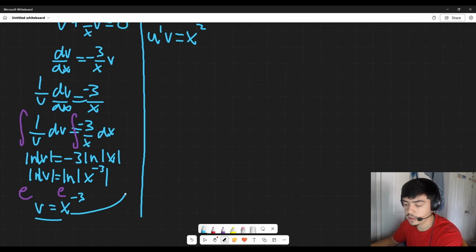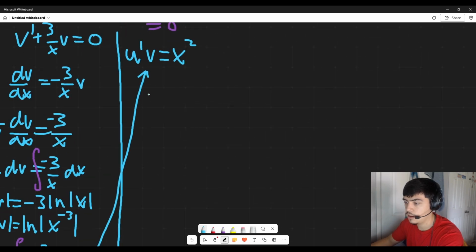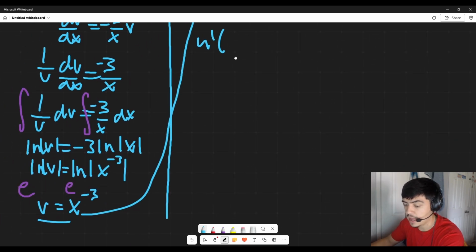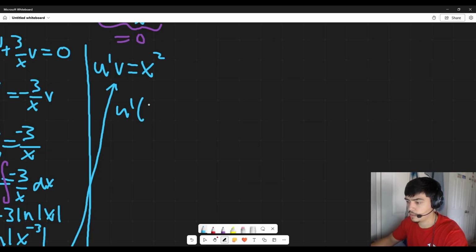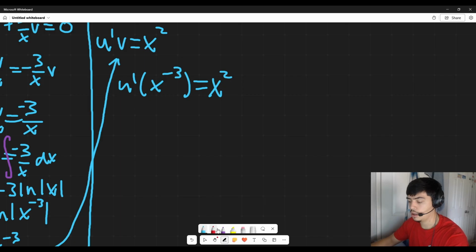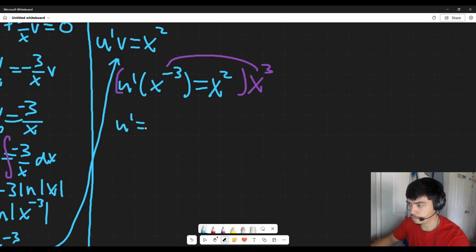So we can go ahead and plug in this v right here, giving us u prime times x to the negative 3 equals x squared. Now, this is another separable differential equation, which is very easy for us to do. So we're going to multiply both sides by x cubed, because this right here will turn to just 1. And then now we have u prime equals x squared times x cubed, which is x to the 5th power, right? We just add the powers together.